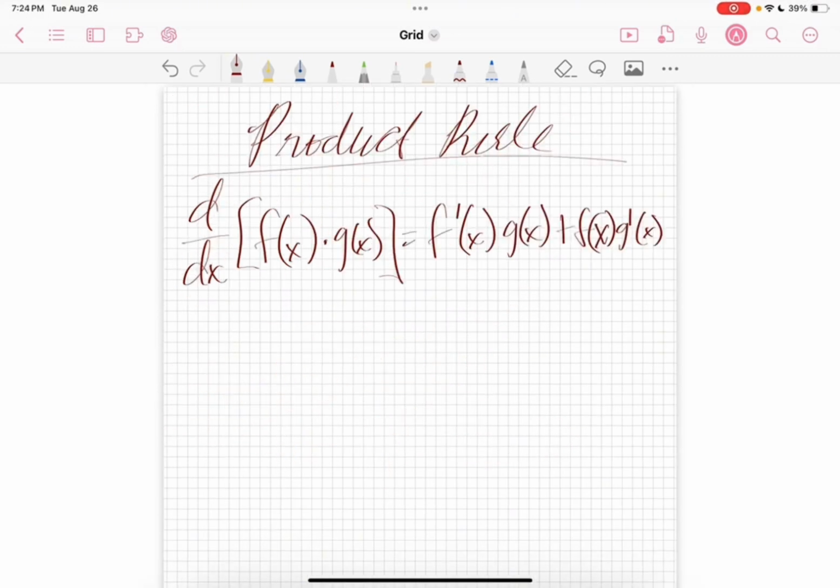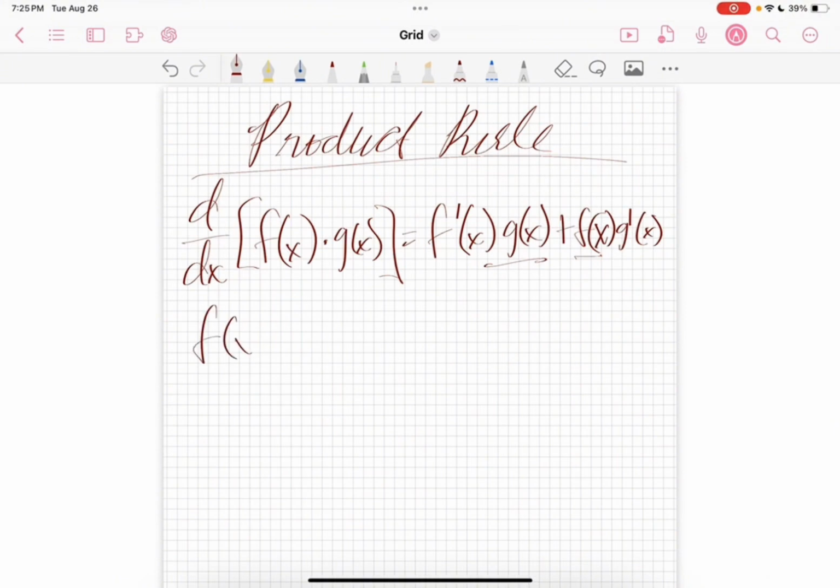The second to the last rule that I will be talking about is the product rule, where you get the derivative of f of x, so f prime x times g of x, and then f of x times g prime of x. So to simplify, we could think of it as derivative of the first times the second plus the first times the derivative of the second.